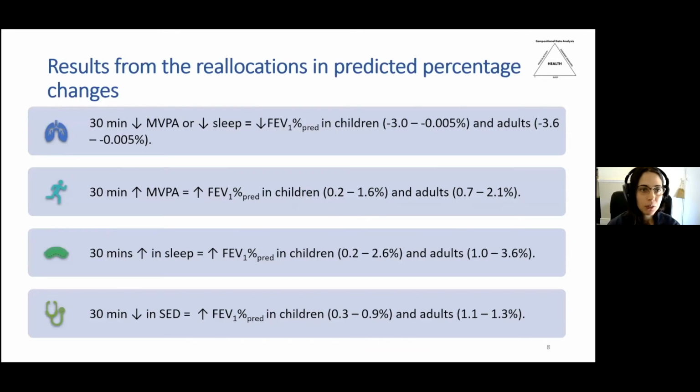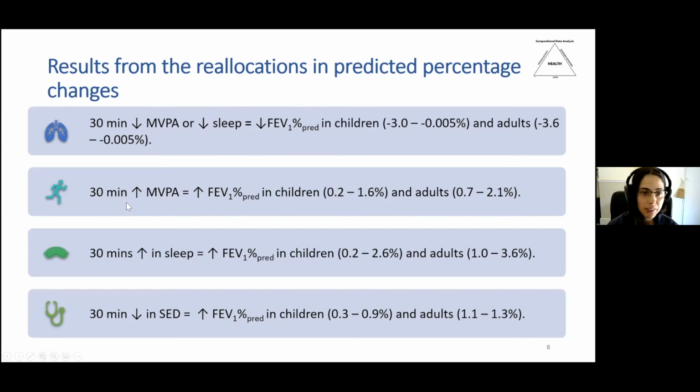So now I'm going to talk through the results from the reallocations, where we changed from 10 to 30 minutes. I'm just going to present the reallocations we did for 30 minutes because of time. The first result that struck us was that when we reduced 30 minutes of MVPA, replacing time from LPA and sedentary, we had a reduction in FEV1. And we had the same result when we reduced time from sleep. The only difference is that when we reduced time from sleep from any behavior, we had this reduction.